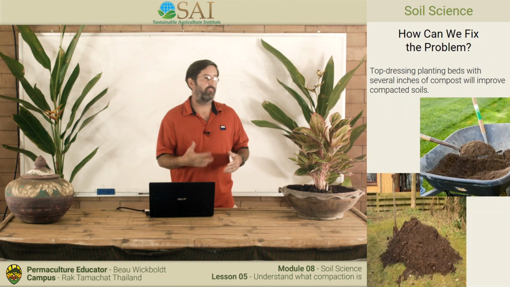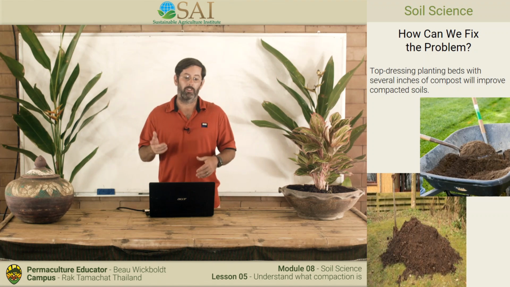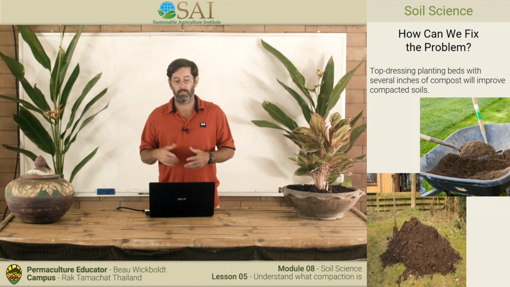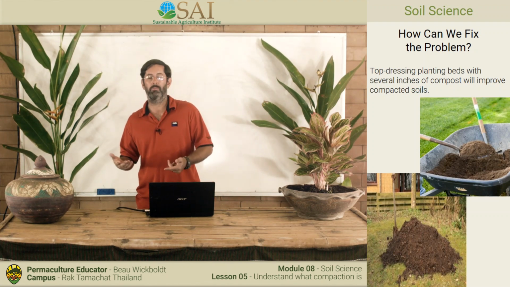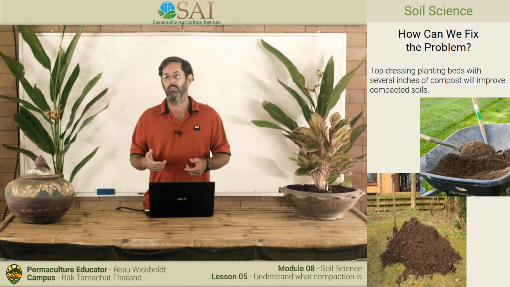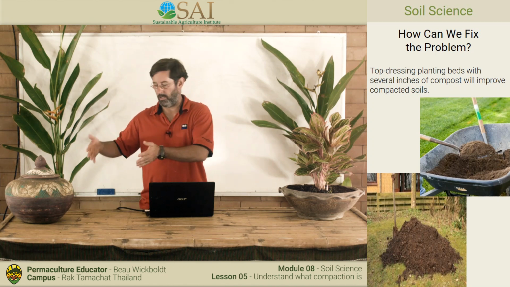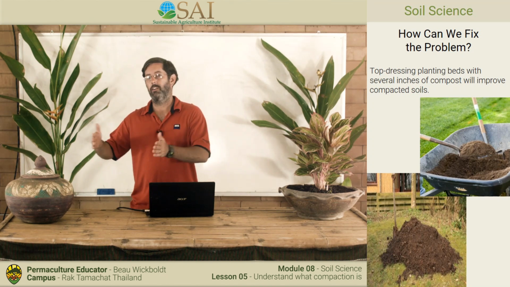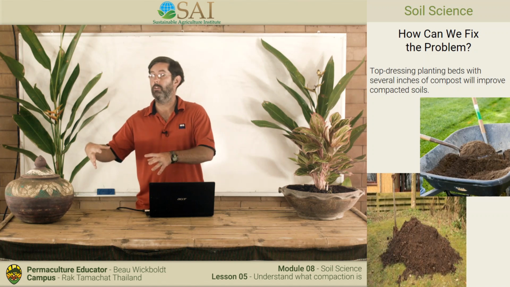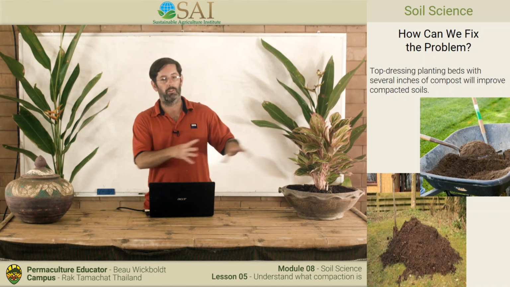So how could we fix these problems on a small scale but also on a large scale? It's called top dressing. We can top dress plant beds with several inches of compost, and this will improve compacted soils. In some instances, even in our garden beds, we will need to cut the compost into the bed. Yes, that may disturb our fungal networks for a short period of time, but if we're inoculating and building good compost with fungi, they will rebuild.